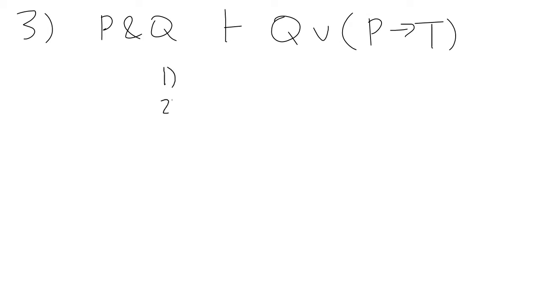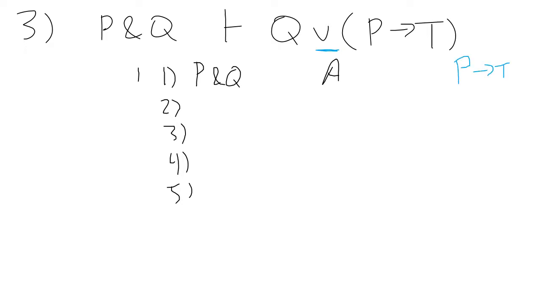On to proof 3, listing our numbers vertically again. We got P and Q as our only assumption, line 1. Let's look at our conclusion. Our conclusion again is a wedge. So we've got P arrow T on one side and we got Q on the other side.